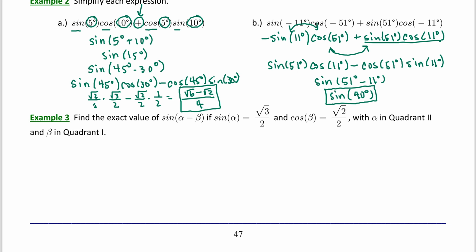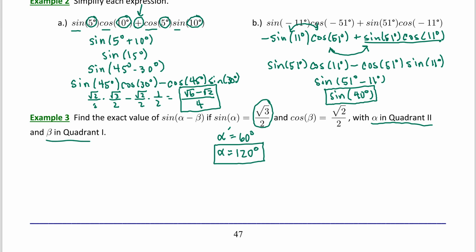This one is special and unique because notice sine of alpha gives us a common unit circle ratio and sine of beta gives us a common unit circle ratio. So in this case, we're going to be able to figure out the angles alpha and beta. If alpha is in quadrant 2 and the value of sine is square root of 3 over 2, this means the reference angle must be 60 degrees. Because all the angles that have reference angles of 60 degrees have sine of either positive or negative square root of 3 over 2. Now, if alpha is in quadrant 2 with a reference angle of 60 degrees, we know it must be 120 degrees. So we know the value of alpha.